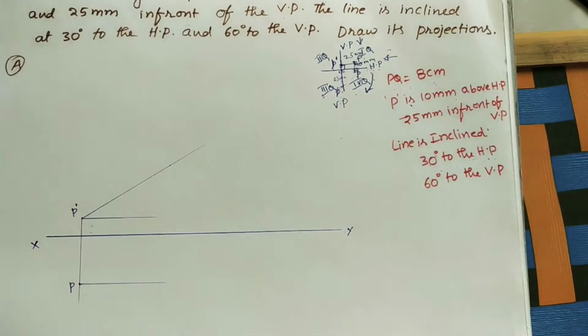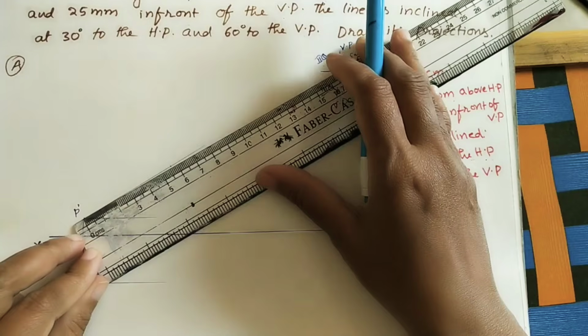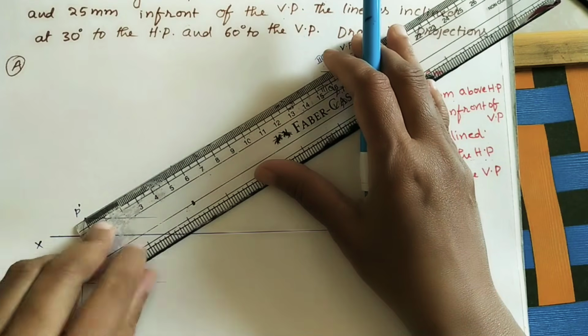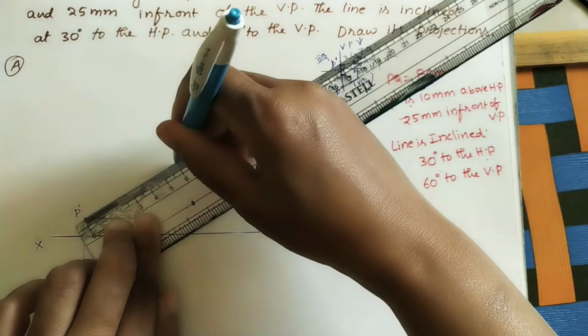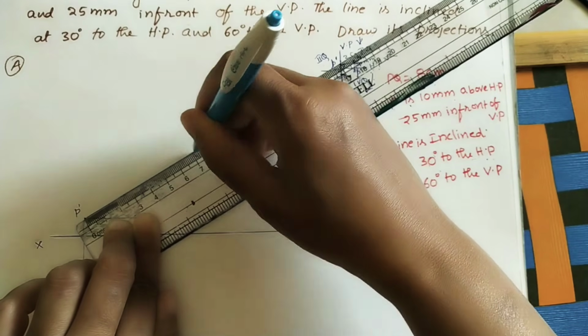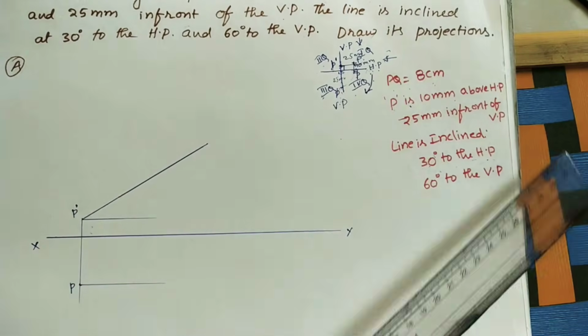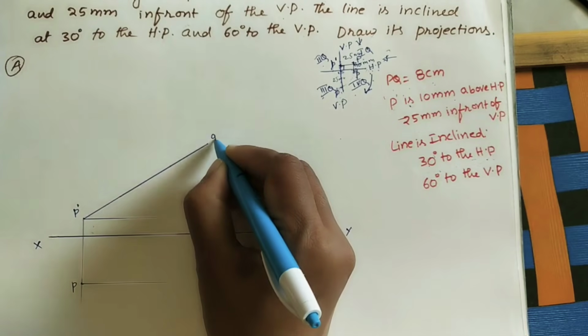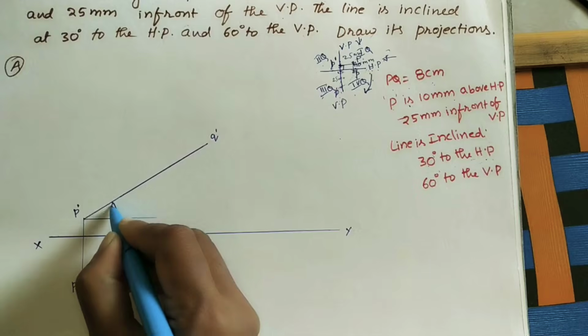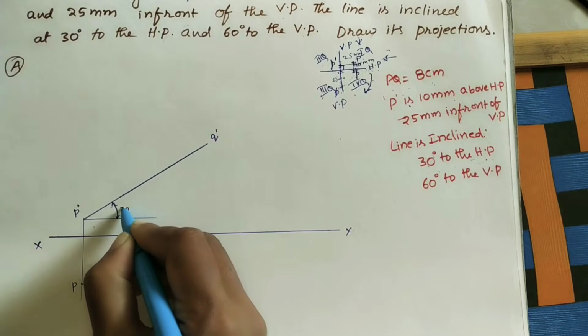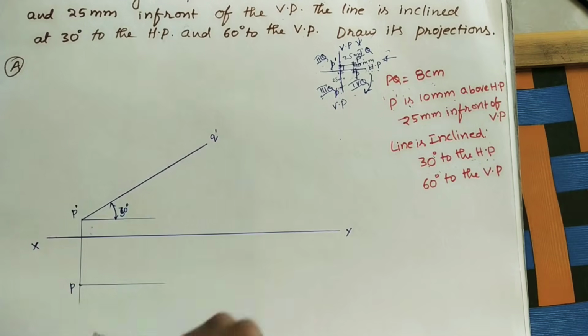How much length is it? 8 centimeter. So mark 8 centimeter on it. Here mark the end point, join both ends. Okay, make it dark. Now give the name here. I am giving Q dash. How much is this angle? 30 degrees. This angle is 30 degrees. We can see the entire length.